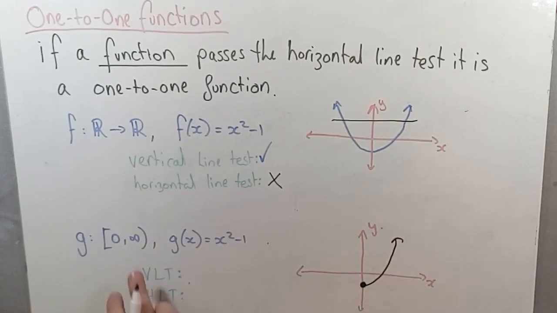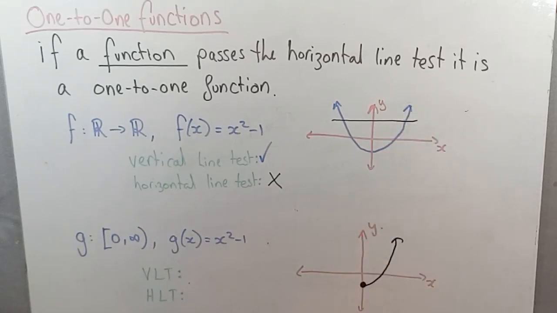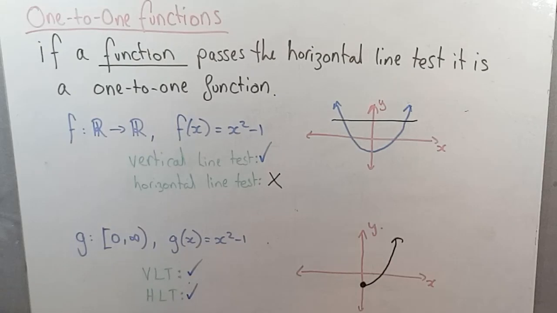So I only get that positive half of the function. Now, does it pass the vertical line test? Yes, it does. It only cuts once. Horizontal line test? Well, it's only ever going to cut once, isn't it? Okay, so now this is a one-to-one function. G is a one-to-one function, but F is not.